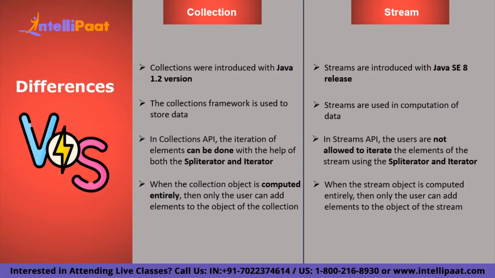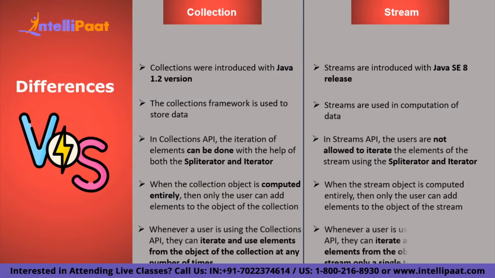In simple words, we can say that stream objects are computed on the demand of the user. Whenever a user is using collection API, they can iterate and use elements from the object of collection at any number of times.